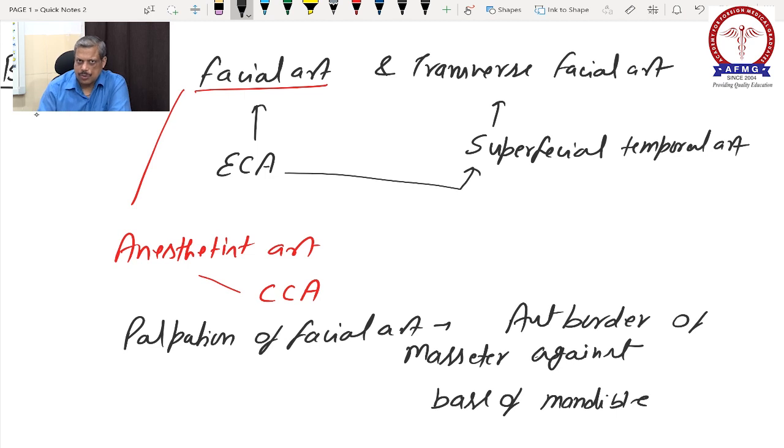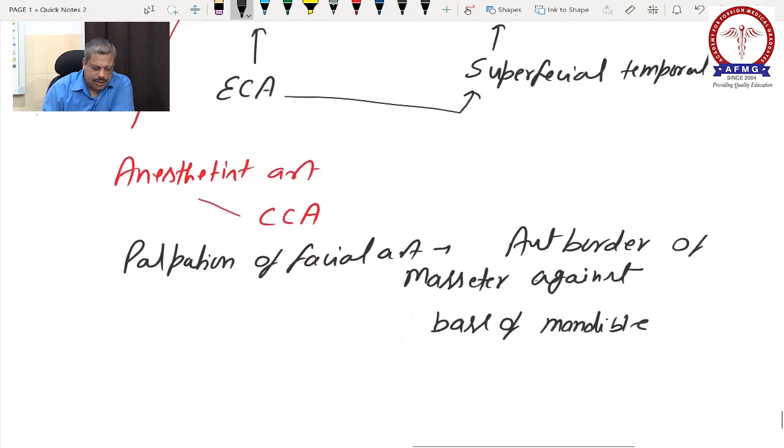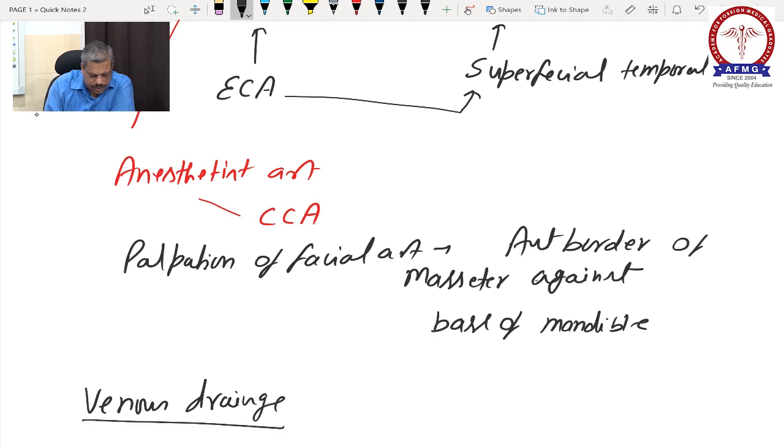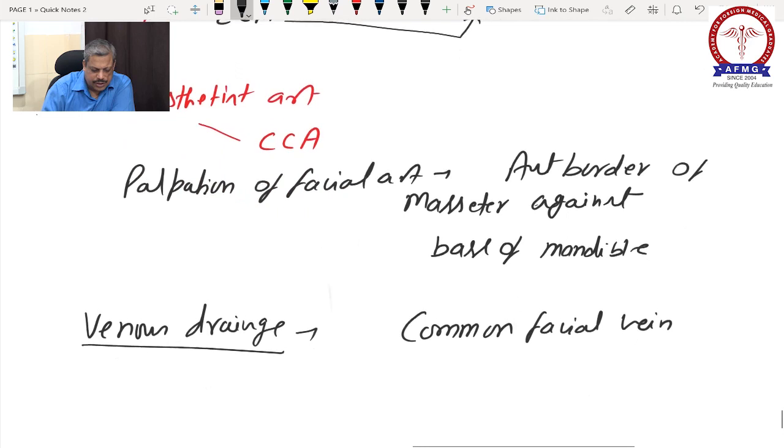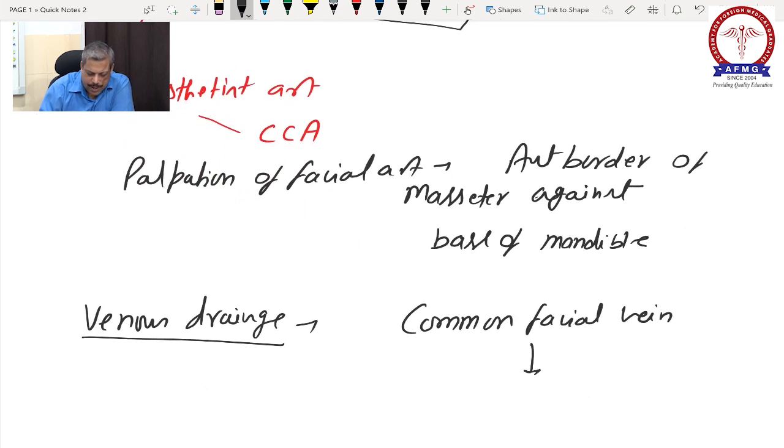It is an important question, because in the previous exam the palpation of the posterior tibial artery was asked. So the facial artery is a very important artery and may be asked. This is about the blood supply of the face. Another point is the venous drainage of the face. It is drained by the common facial vein, and the common facial vein is a tributary of the internal jugular vein.